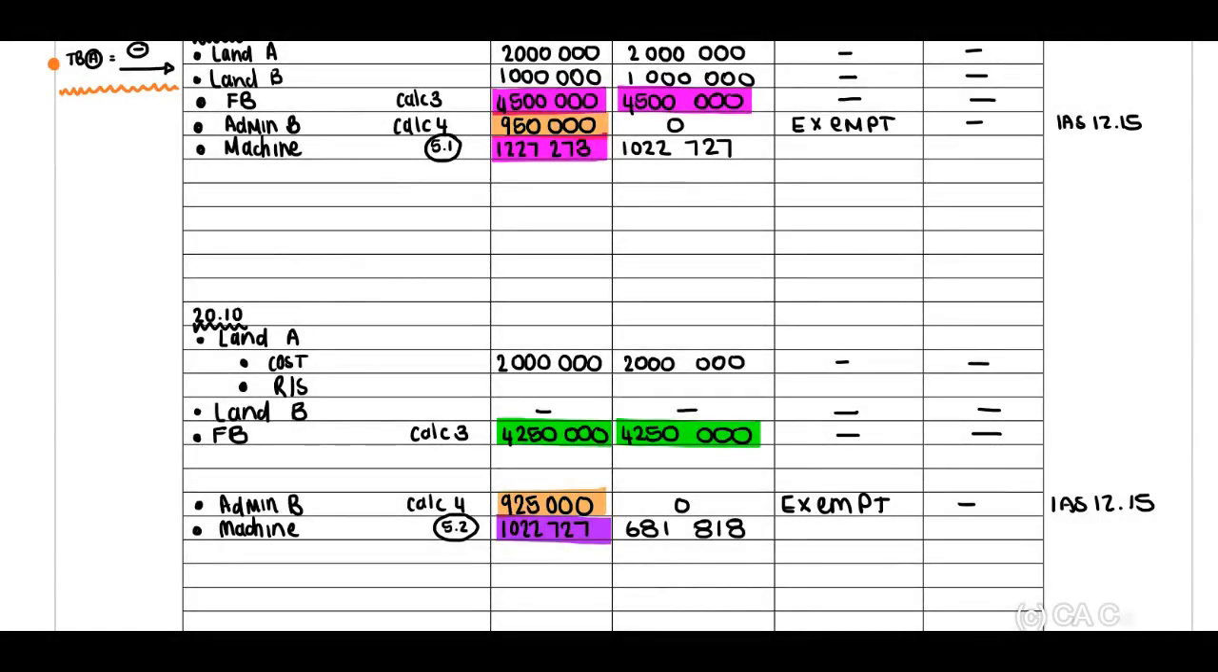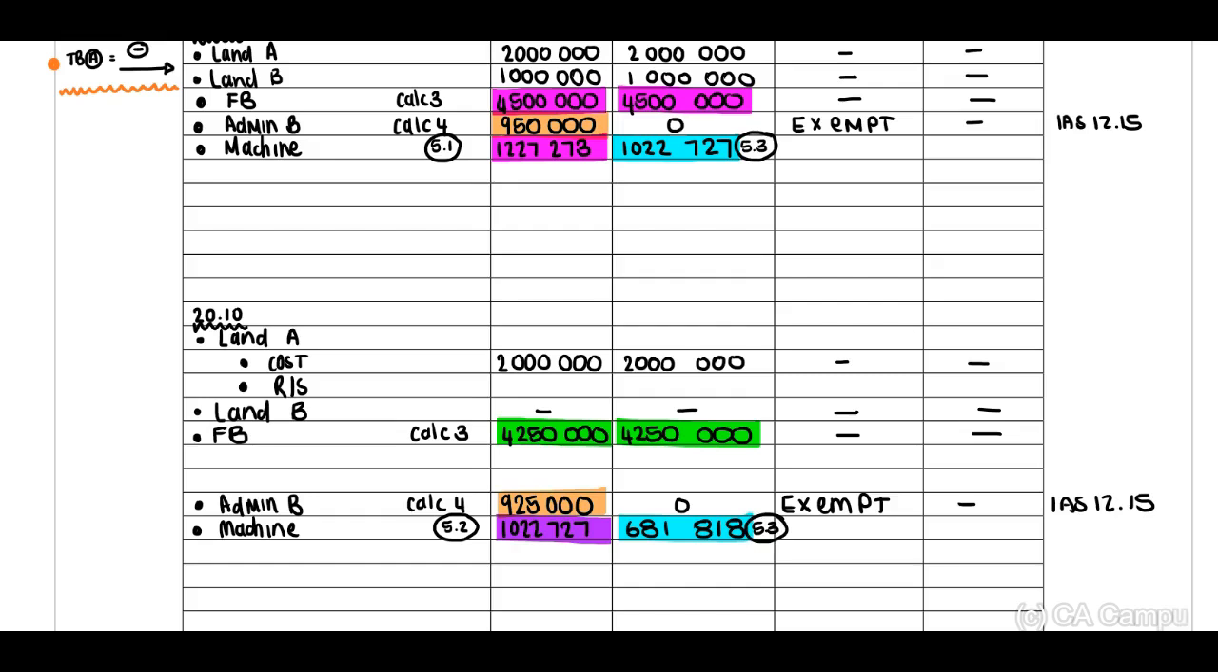Tax base for 2009, 1,022,727. Indicate that this is calculation 5.3 for your marker to be able to follow. Tax base of the machine for 2010, 681,818. Again, indicate calculation 5.3 for your marker to be able to follow. We now need to include our temporary difference.